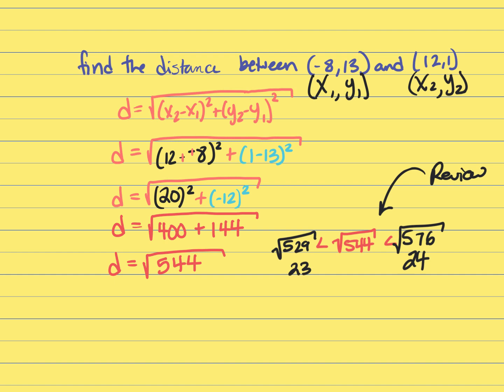Anyways, back to our original problem. So the square root of 544 is 23.3 if we round. So my original guess was 24 point something. I wasn't too far off, but it's actually 23.3. That's the distance between those 2 points.